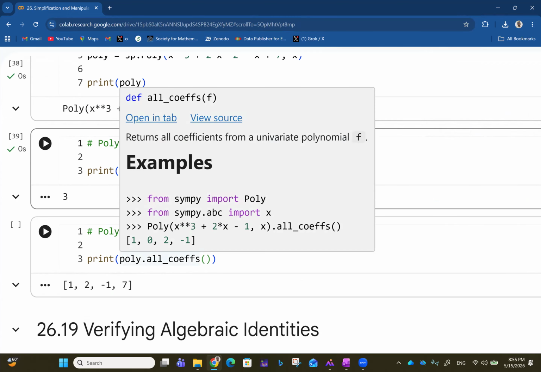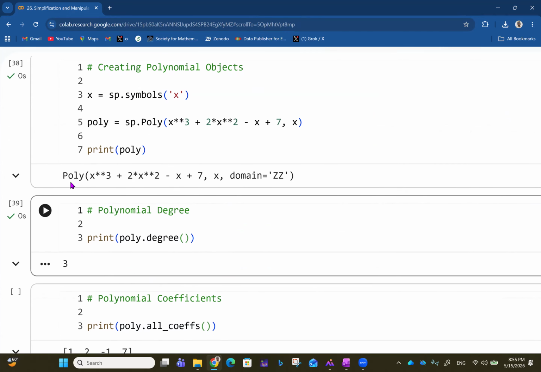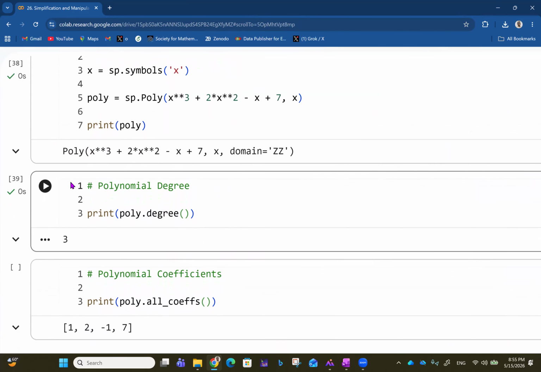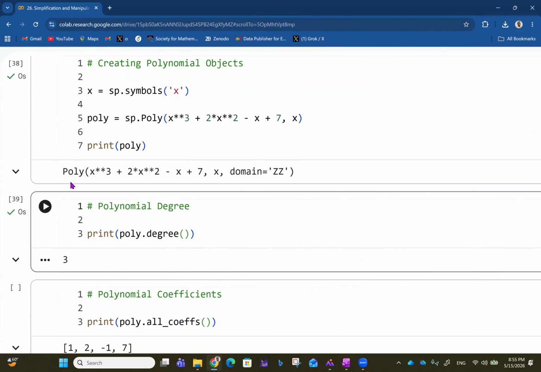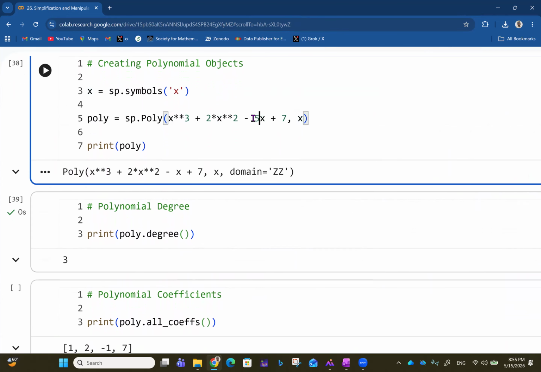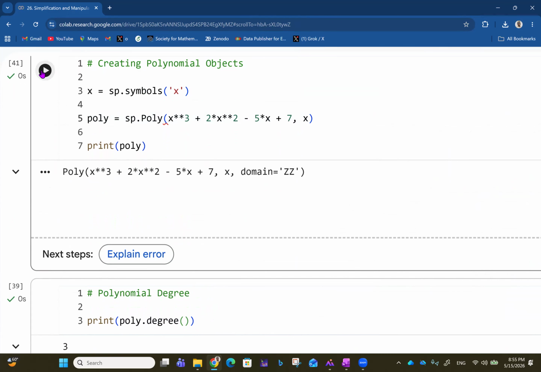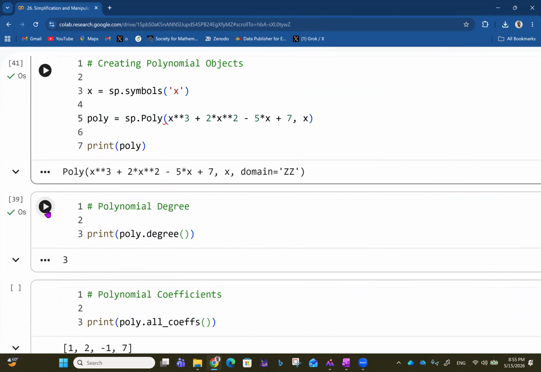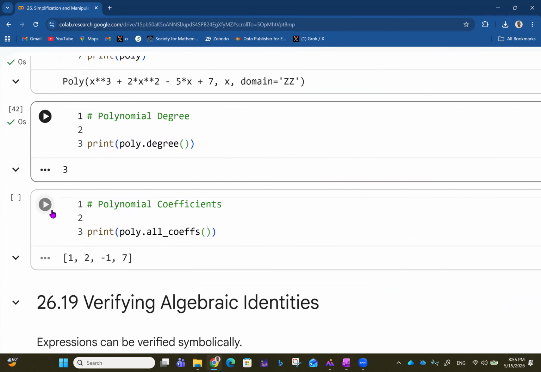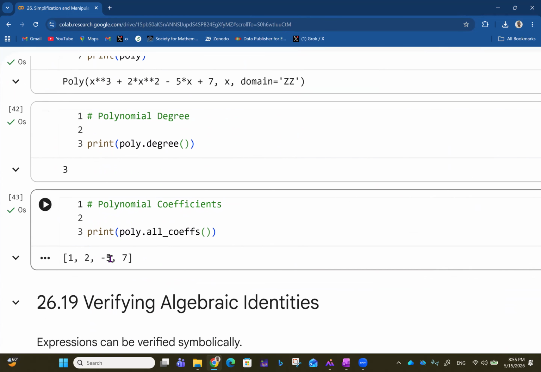So then, what if you change this one to be minus 5x? So it automatically changes. Okay, it should be minus 5 times x. I keep making that mistake. So don't forget multiplication is star, power is star star. So it's still degree 3, but now the coefficients are changing because now this is going to be minus 5 instead of minus 1 like it was.